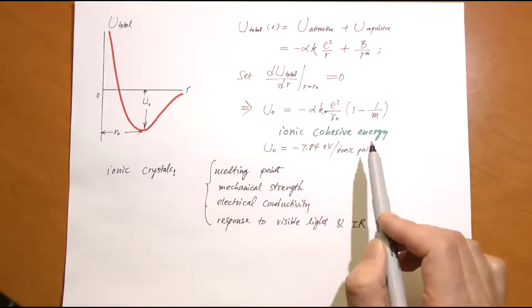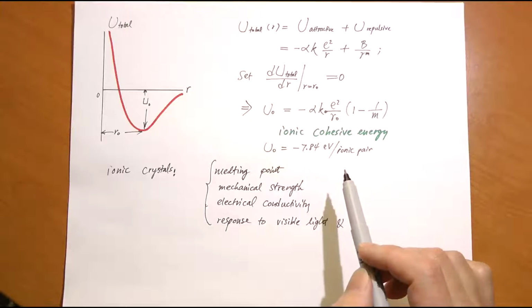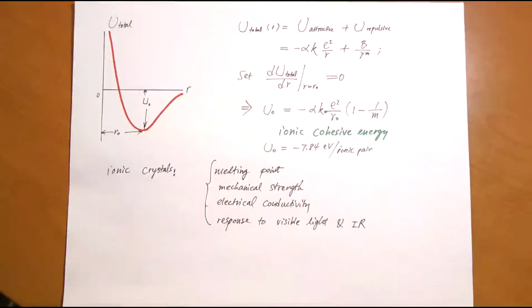The greater this energy, the more stable this structure is, because you have to give it a lot of energy in order to break it apart. So this is ionic cohesive energy. Now, NaCl, or rock salt, is just a typical example of an ionic crystal. There are many more ionic crystals, and they share some common properties.